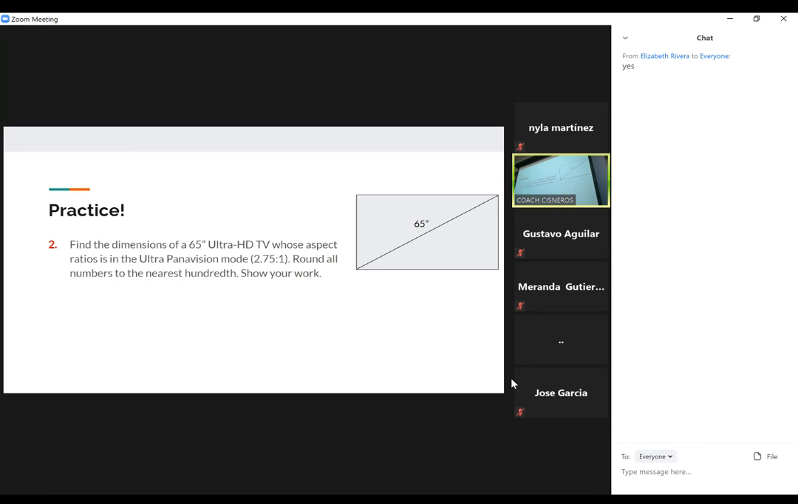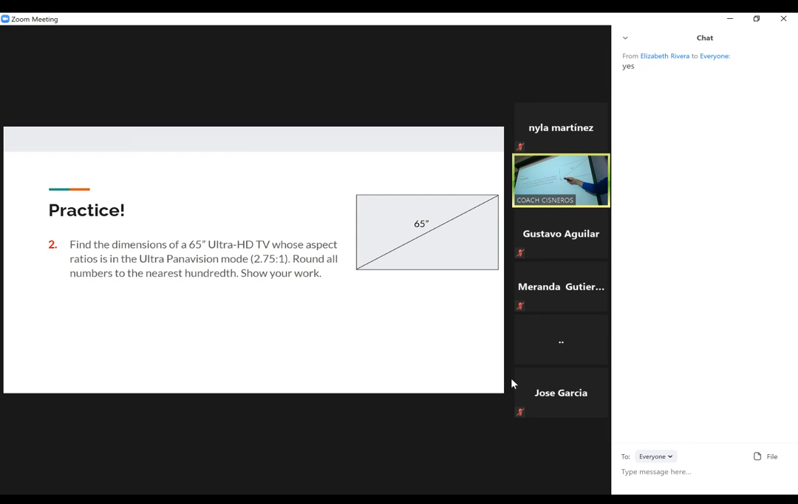Watch the video. This time it says round all numbers to the nearest hundredth. What I mean by that is round your final numbers to the nearest hundredth. That's 2 decimal places. And I'm going to show you what that means here in just a second. You don't need to write the question. Just draw the diagram and start working out your problem.